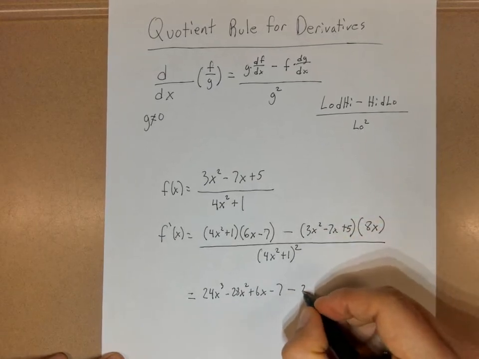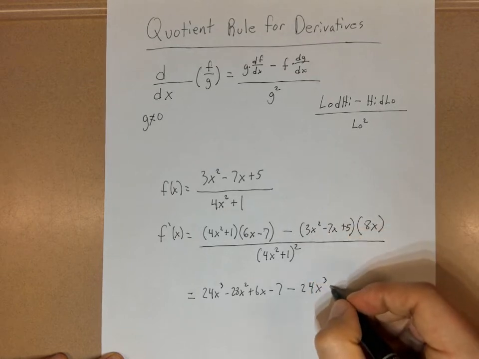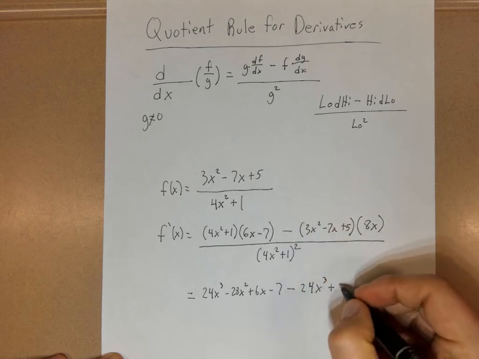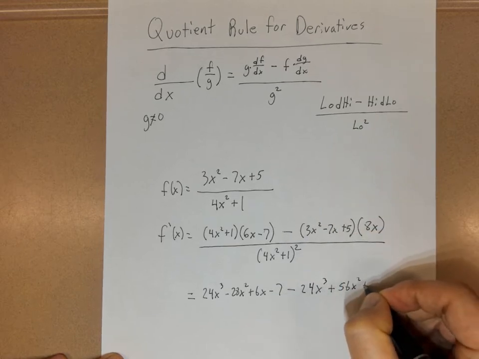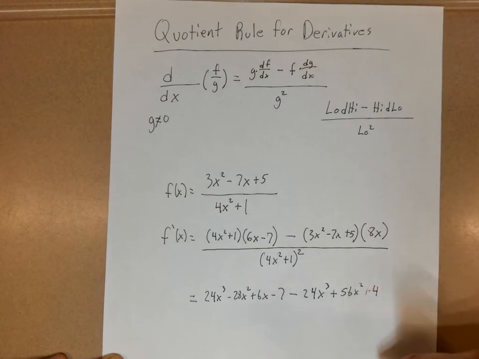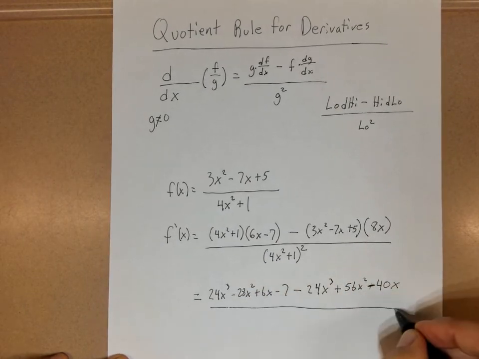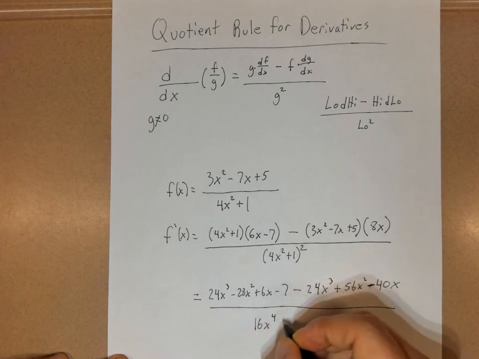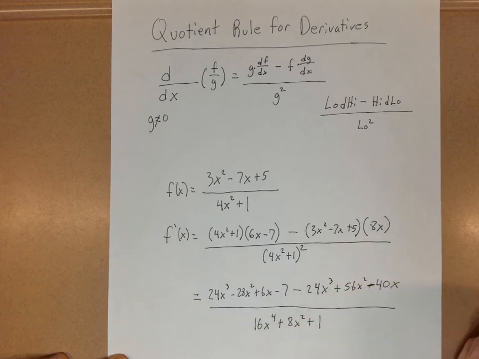It'll be 24x to the third. It'll be plus, because this is subtraction, but when we distribute that it'll become positive. So plus 56x squared, plus, minus 40x, and that would all be divided by, again if we're going to FOIL all that out, 16x to the fourth plus 8x squared plus 1.